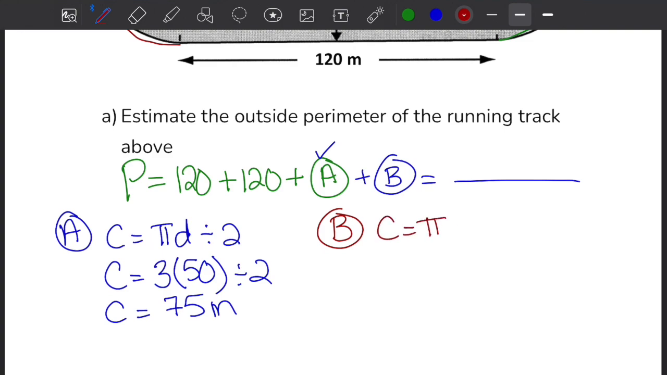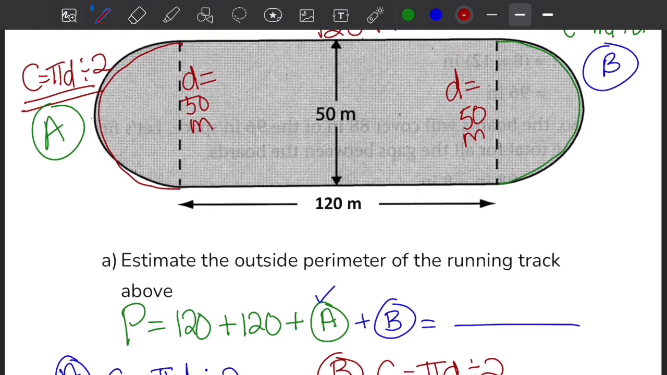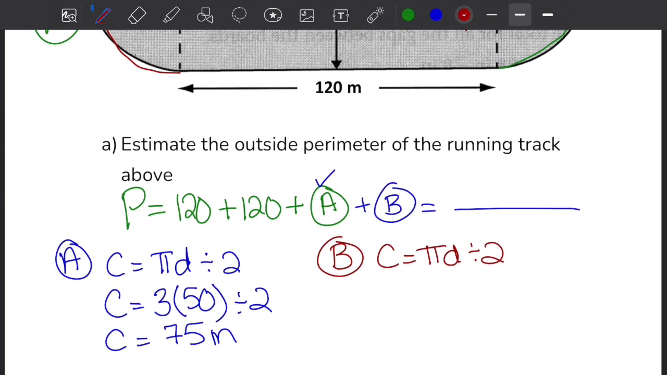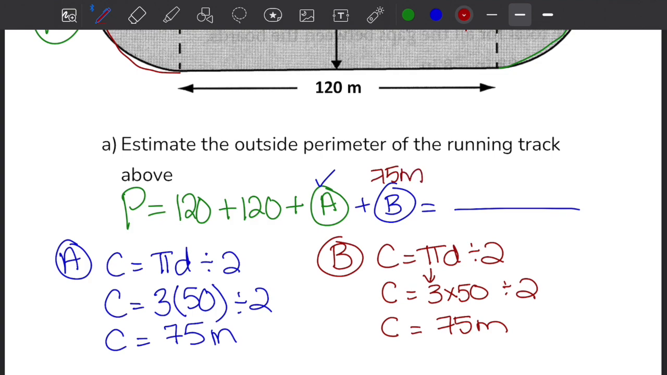So it's pi d divided by 2, and I get that from here. Okay, diameter is 50. So this is going to be circumference equals 3 for pi times 50 divided by 2. Input that into your calculator and you'll get 75 meters. So this number is 75 meters and this number is 75 meters.